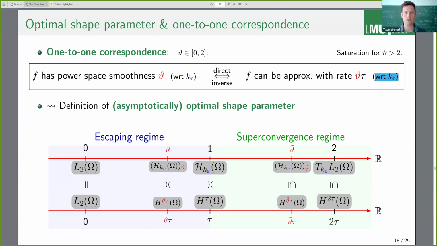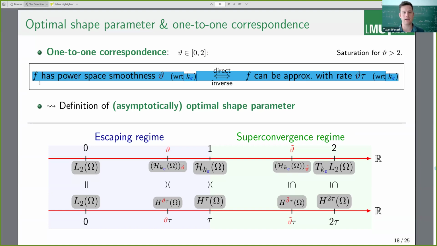And this one-to-one correspondence now allows us to talk about an asymptotically optimal shape parameter. Because here we really see that the rate of approximation may depend on the shape parameter, and therefore the optimal shape parameter is for sure that shape parameter which gives the fastest rate of approximation. And we will also see this in a visualization soon.